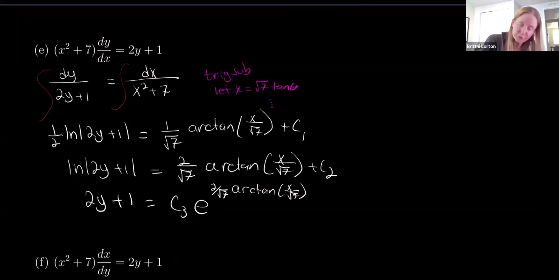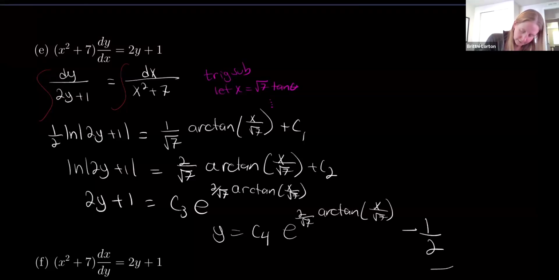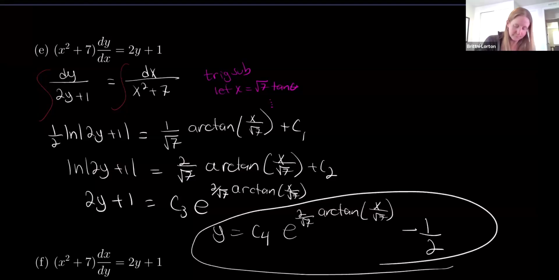And then last but not least, subtract 1 and divide by 2. So y is equal to c4 e to the 2 over the square root of 7 arctangent x over the square root of 7 minus 1/2. Ta-da!